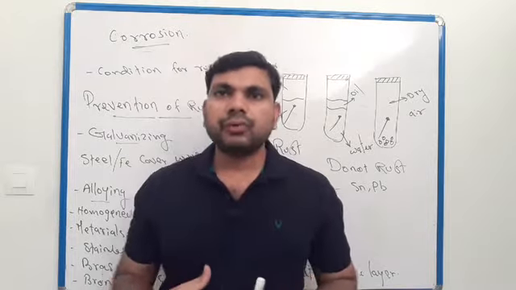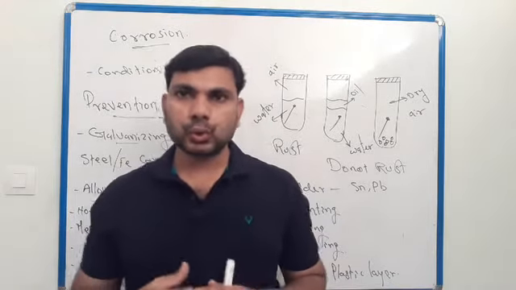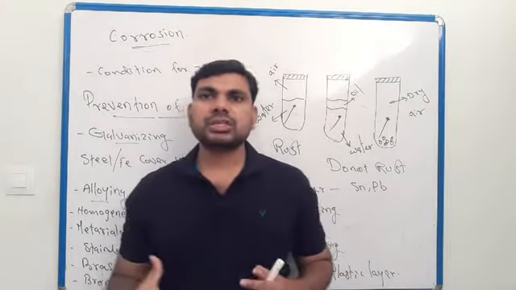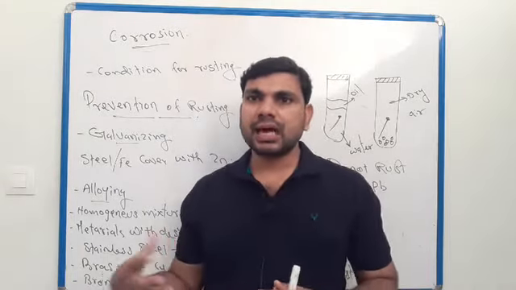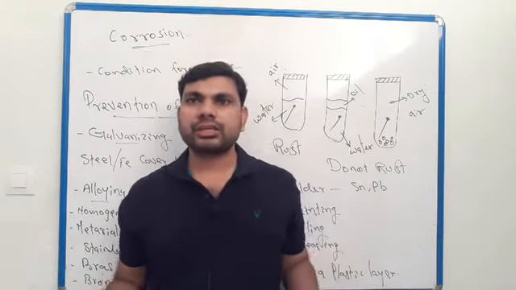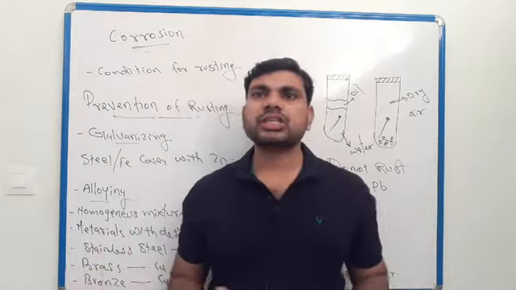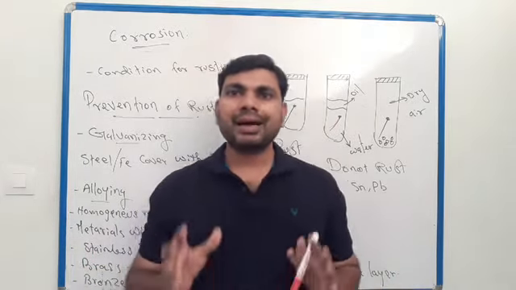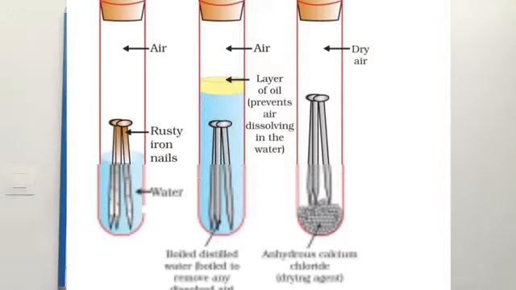Next we have to discuss corrosion. We know metals in the presence of acid, alkali, air and water will be destroyed. The destruction of metals is called corrosion. Iron will rust in the presence of air and water.